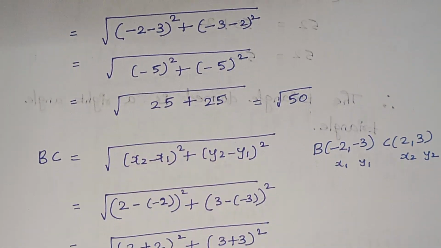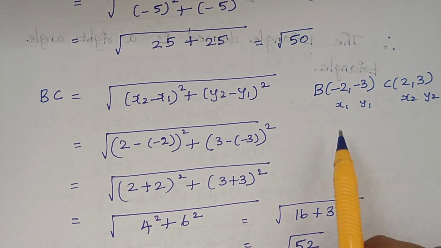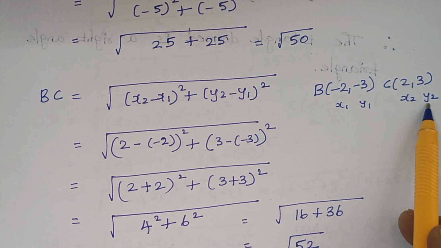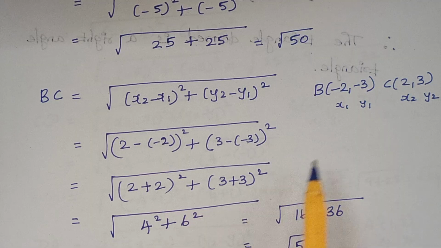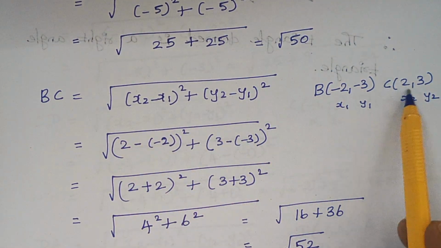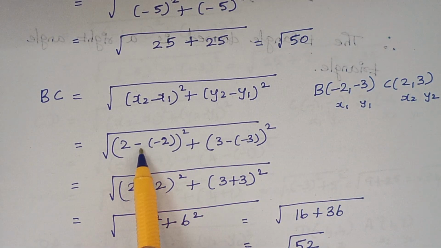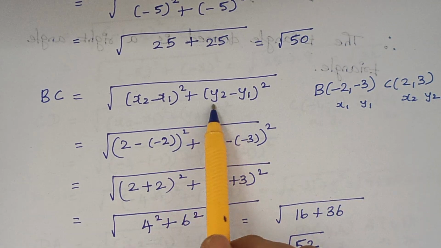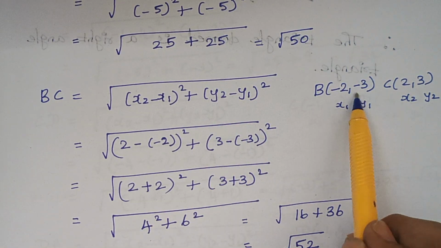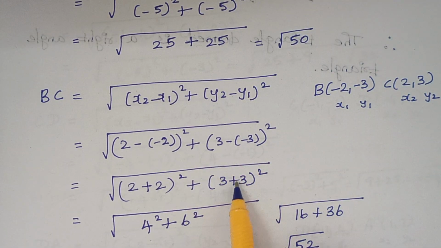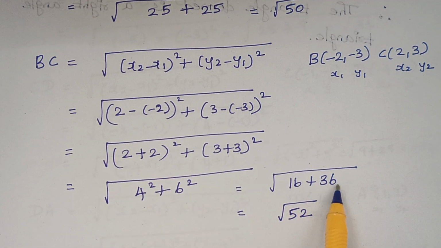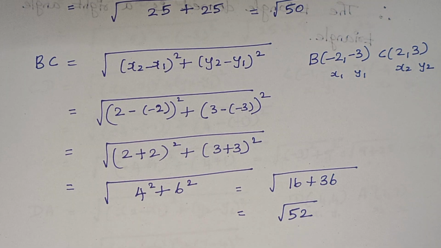Now we are going to find BC, again using the same distance formula. This is my B and this is my C. Name the values, x1, y1 and x2, y2, and substitute the values. So x2 minus x1: this is 2 minus of minus 2, which becomes plus 2, and finally it becomes 4. Again y2 minus y1: 3 minus of minus 3 becomes plus 3, and finally it becomes 6 square. So 4 square is 16 and 6 square is 36, and here you get the answer as square root of 52. Now we have calculated two sides.